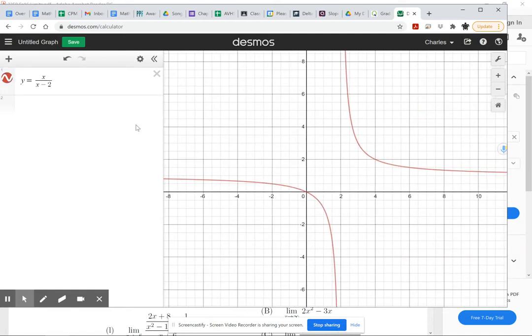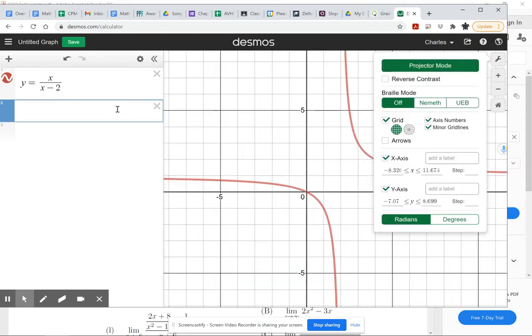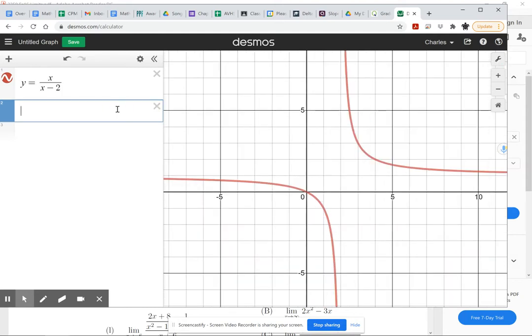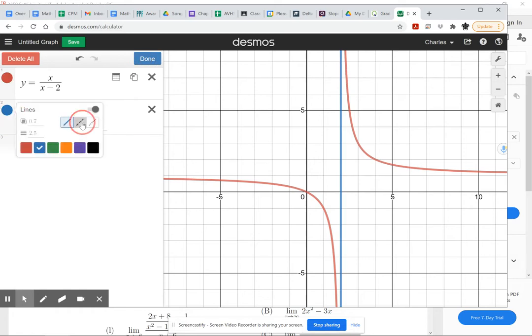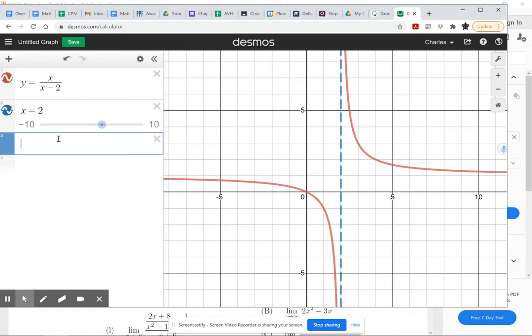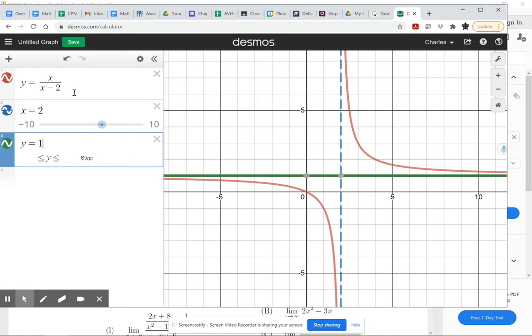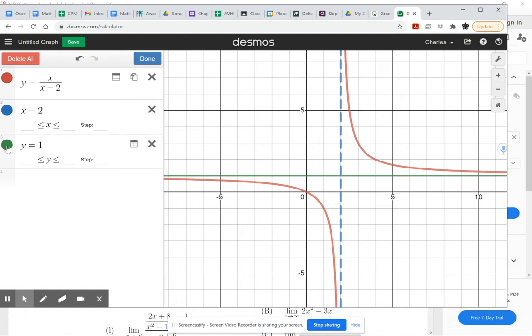In this case, since I mentioned those things and you should be aware of them, you would have a vertical asymptote at x equals 2, and a lot of times we see those as dashed lines. And you would have a y-intercept at y equals 1. And I'll try to make it the same color in dashed also.